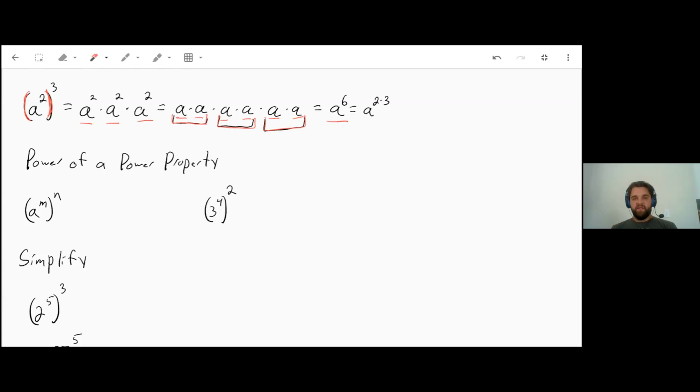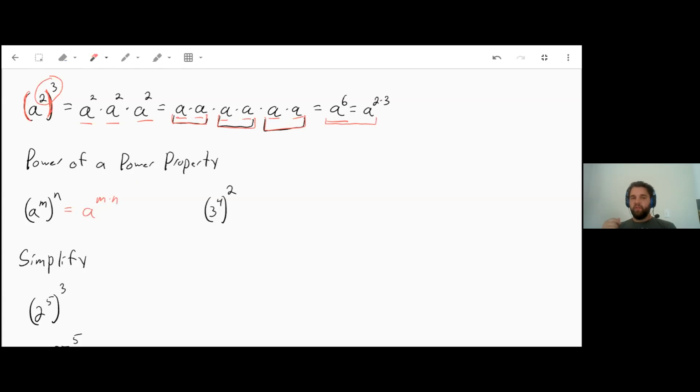So how can we get to 6 from where we originally started? Well, if we look at our powers here, if we multiplied those together, 2 times 3 would get us to that 6. So that's actually going to be our more generalized property: when you have a base raised to a power, and that is then raised to a power, you multiply those exponents. So when you have a to the m to the power of n, that's going to be the same as a to the m times n power.